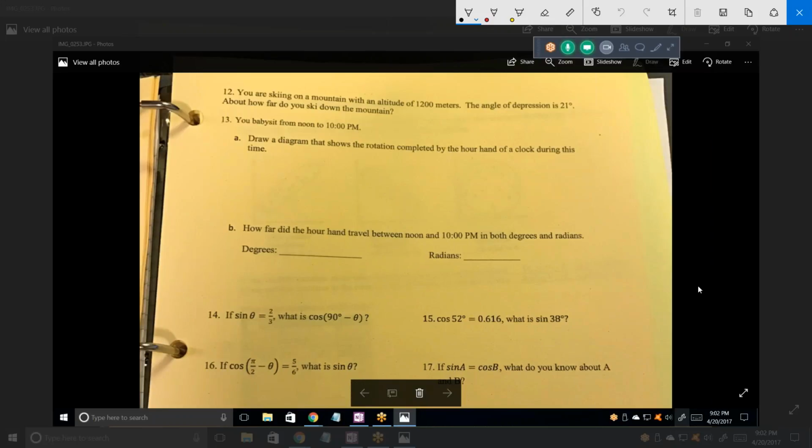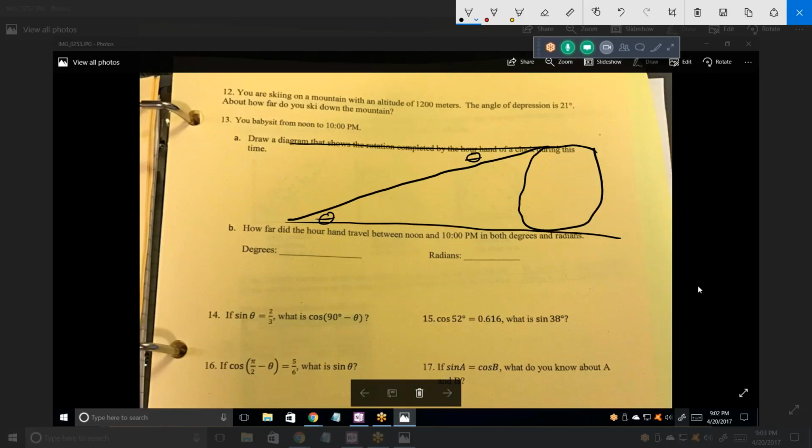Okay. Exactly. So we're going to draw a picture on number 12. Here's the mountain. Ooh, what a terrible picture. There's the angle of depression. When they talk about the angle of depression, they're talking about that angle right there. Notice that that's the same angle as that angle, because they're parallel lines.